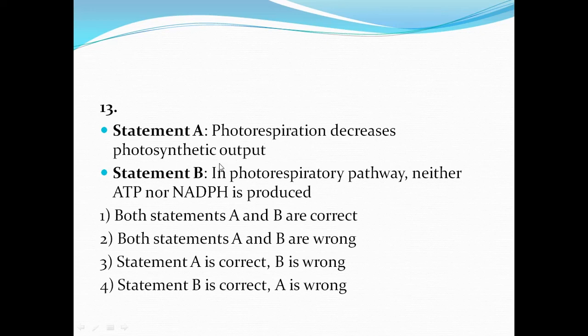It's a correct statement. Statement B, in photorespiratory pathway, neither ATP nor NADPH is produced. Now this is also correct because in photorespiratory pathway, ATP and NADPH are utilized, they are not produced. So both the first statement is correct, second statement is wrong. So statement A is correct and statement B is wrong.